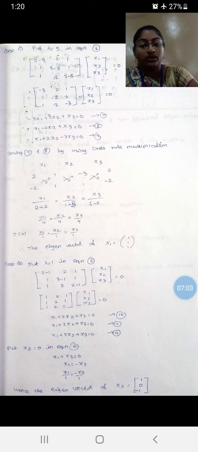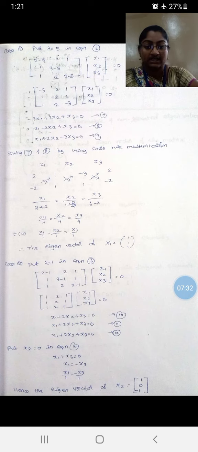See here, put x2 equal to 0 in equation 10. Hence the middle term will become 0. x1 plus x3 equal to 0. Bring the x3 to the other side, that is minus x3. Hence x1 divided by 1 equal to minus x3 divided by 1. Hence the value of x1 is 1 and x2, that is, put x2 equal to 0. So that is, x2 value is 0 and the x3 value is minus 1. Hence I find the vector X2, that is 1, 0, minus 1.